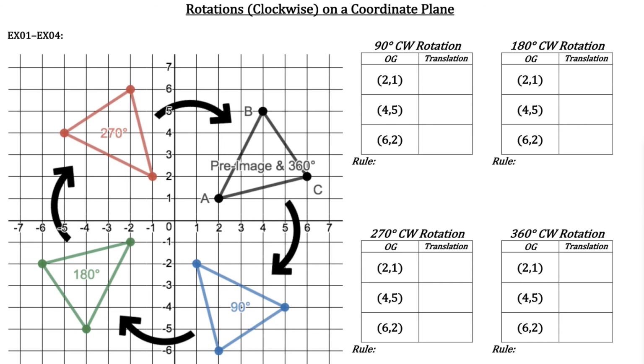So let's do this again. A is (2, 1), right? Okay, A, that's good enough. B is (4, 5), and C is (6, 2). So A, B, and C. So let's figure out what A prime, B prime, and C prime are.